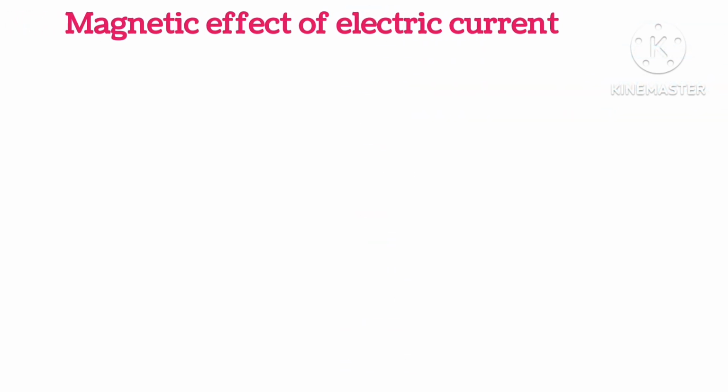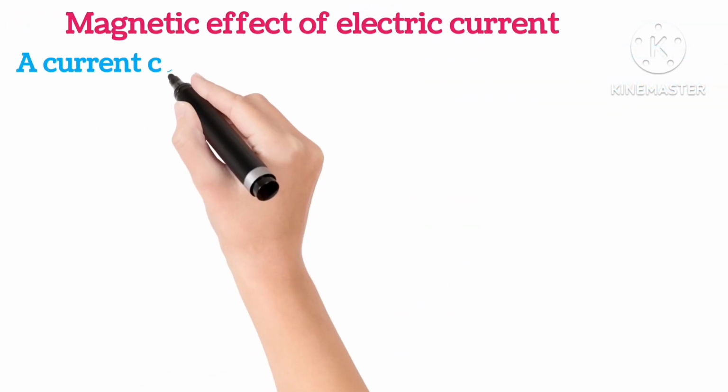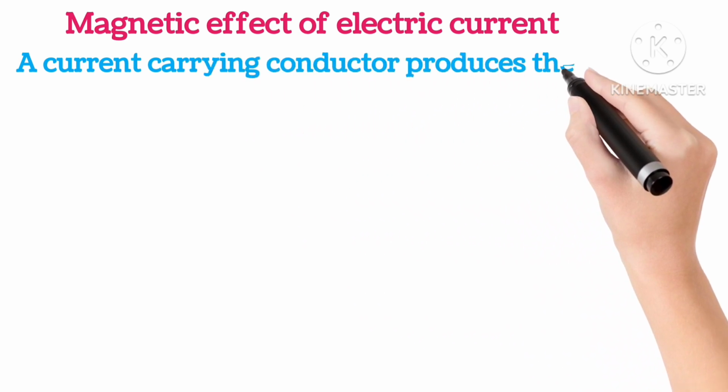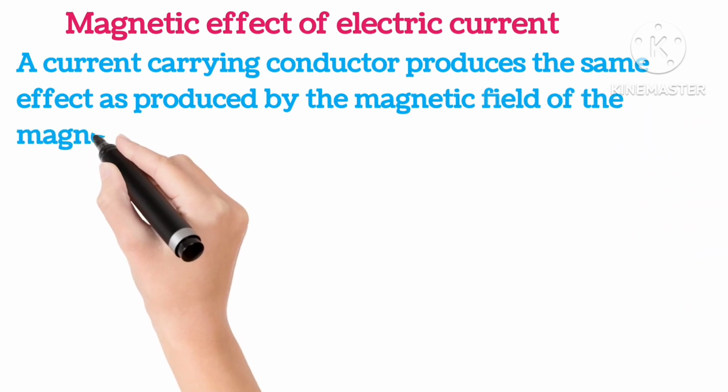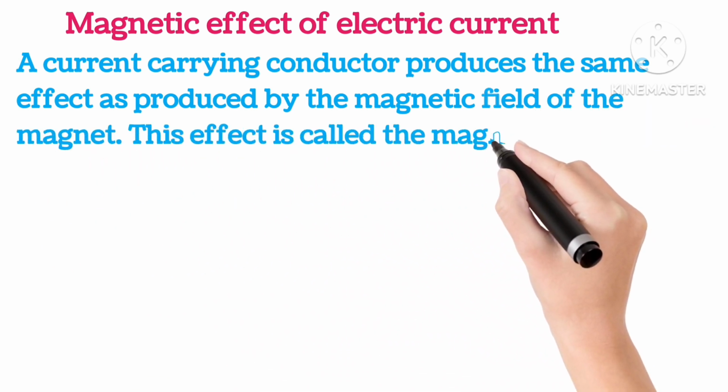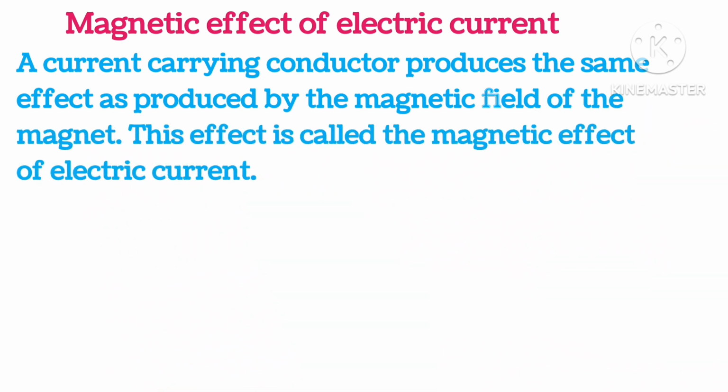Now, magnetic effect of electric current. A current carrying conductor produces the same effect as produced by the magnetic field of a magnet. This effect is called magnetic effect of electric current.